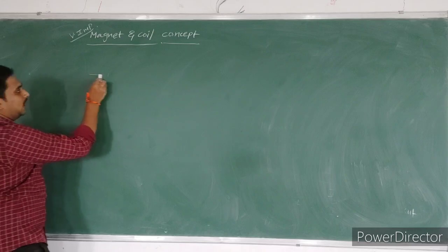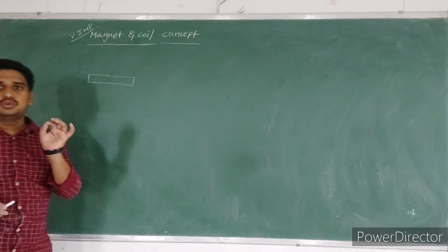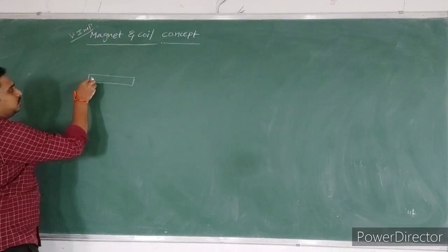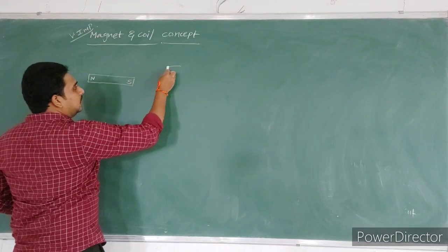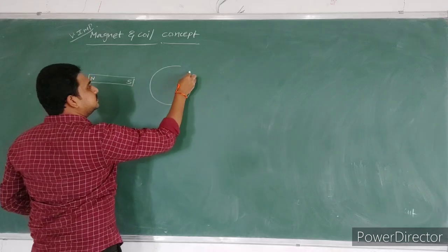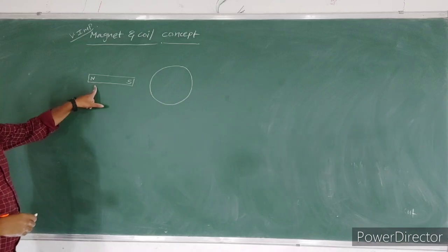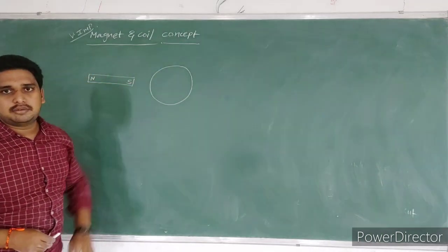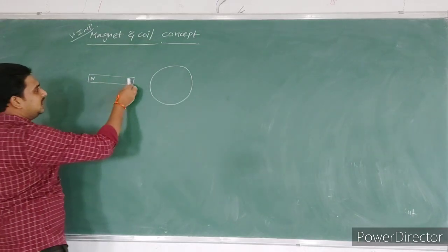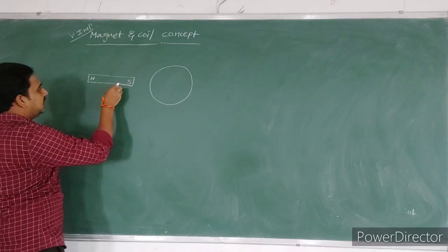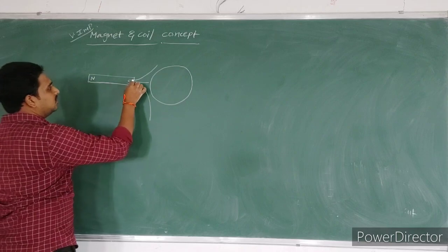So let us consider a bar magnet. You know already every magnet has two poles, one is the north pole, another one is the south pole. Let us consider a coil. If you bring this bar magnet nearer to this coil, what will happen? You know already how to draw the magnetic field lines for a bar magnet. The magnetic field lines we get are like this.